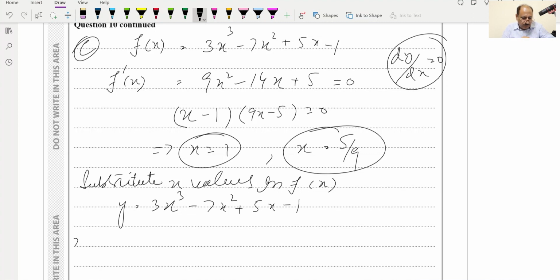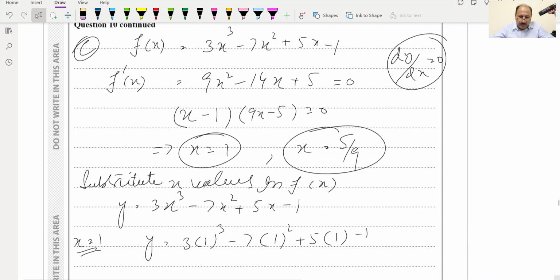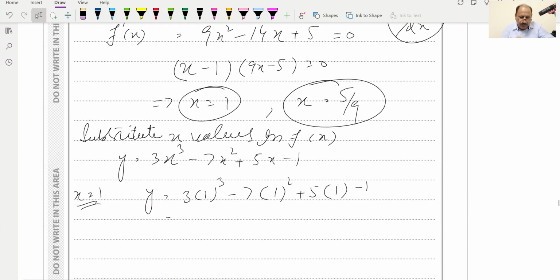In this one, if we replace x with 1, we get y equal to 3 into 1 cubed minus 7 into 1 squared plus 5 into 1 minus 1. This will be 3 minus 7 plus 5 minus 1, which is equal to 3 minus 4 minus 5 plus 5, so this is equal to 0. And so the point will be 1 and 0.